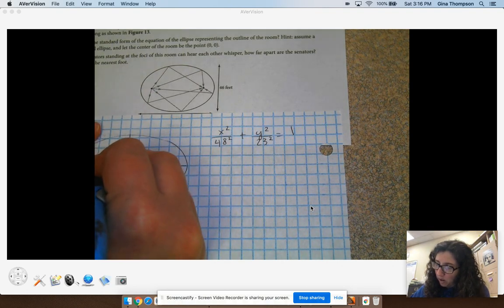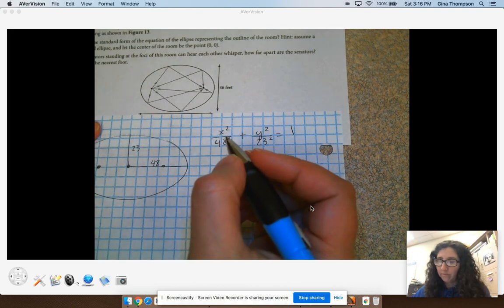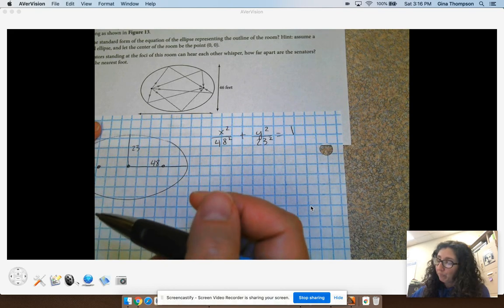And now they ask, okay, if two senators standing at the foci of this room can hear each other whisper, I feel like there should be some political joke here. I don't know. Think of one yourself. We have two senators whispering. What are they whispering? I don't know.